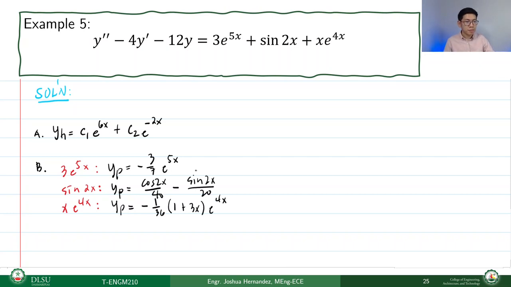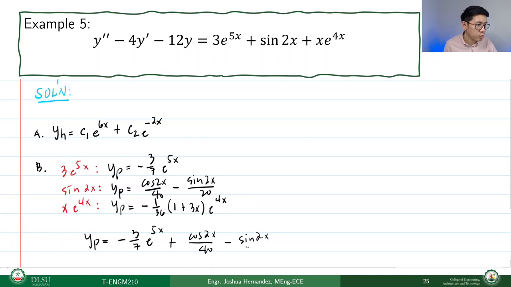So by some rule, all the yp's could be added all together. And so we'll generate a particular solution of negative 3 over 7 e raised to 5x plus cosine 2x over 40 minus sine 2x over 20 minus 1 over 36 quantity 1 plus 3x then e raised to 4x. Okay, so that is our yp.